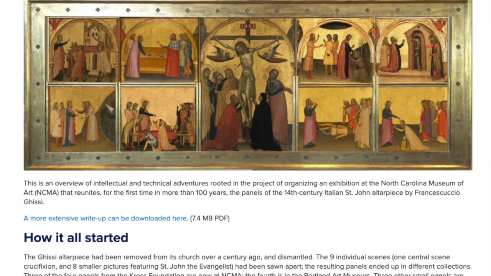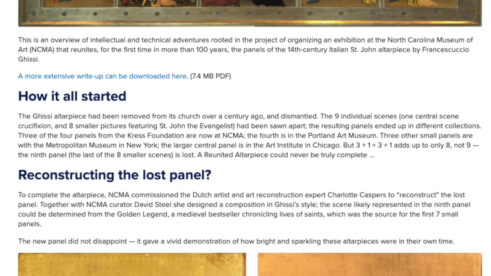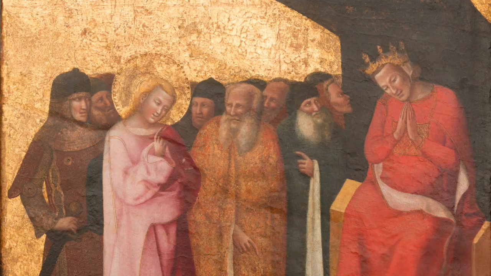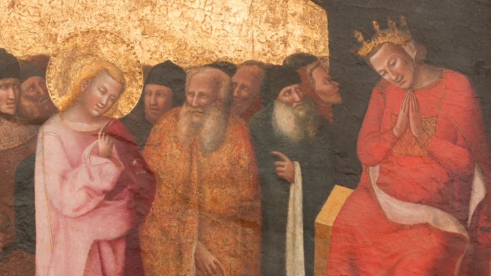Well, it all started with the reunited experience with the Gysi paintings, where we learned that we could do a virtual rejuvenation of paintings painted in the late medieval, very early Renaissance in Italy.